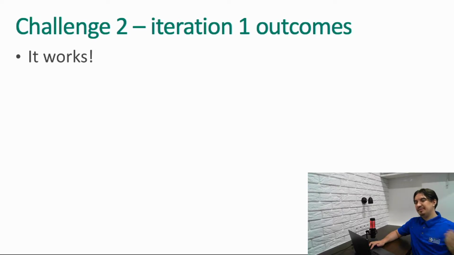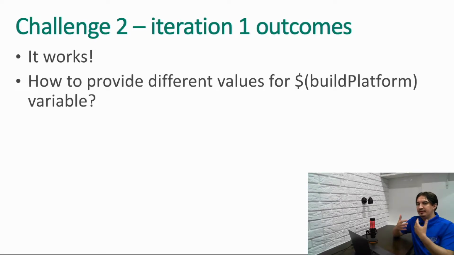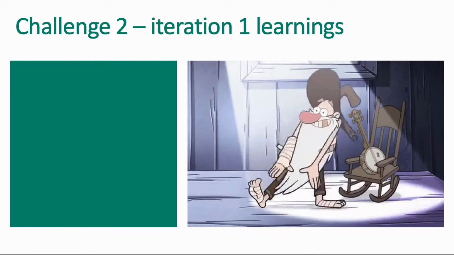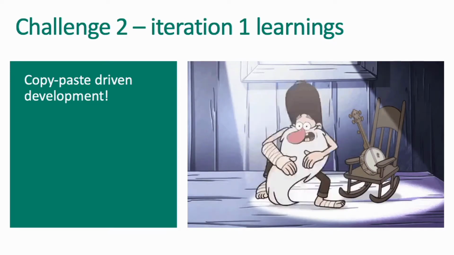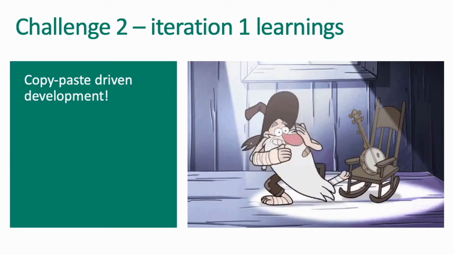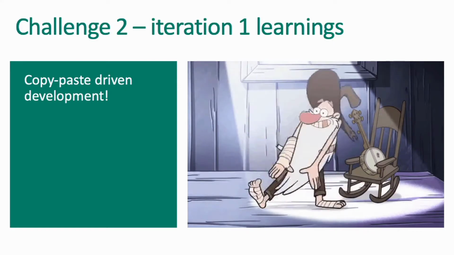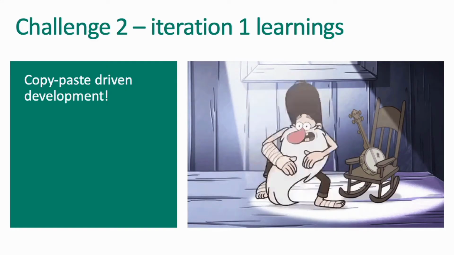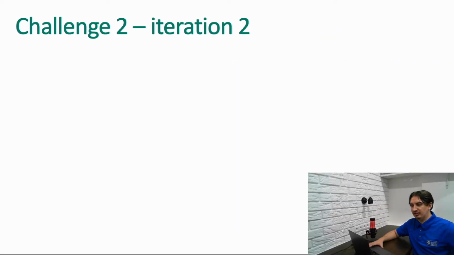So first of all, that approach worked, but the question which still remains unanswered is how you will provide different values for the build platform variable, because you need to provide the Windows, the macOS, and the Linux value. And it comes up with, guess what? Copy-paste driven development again. But as we all remember, I am not the biggest fan of that. So that is why let's take a look at the second iteration of this second challenge.